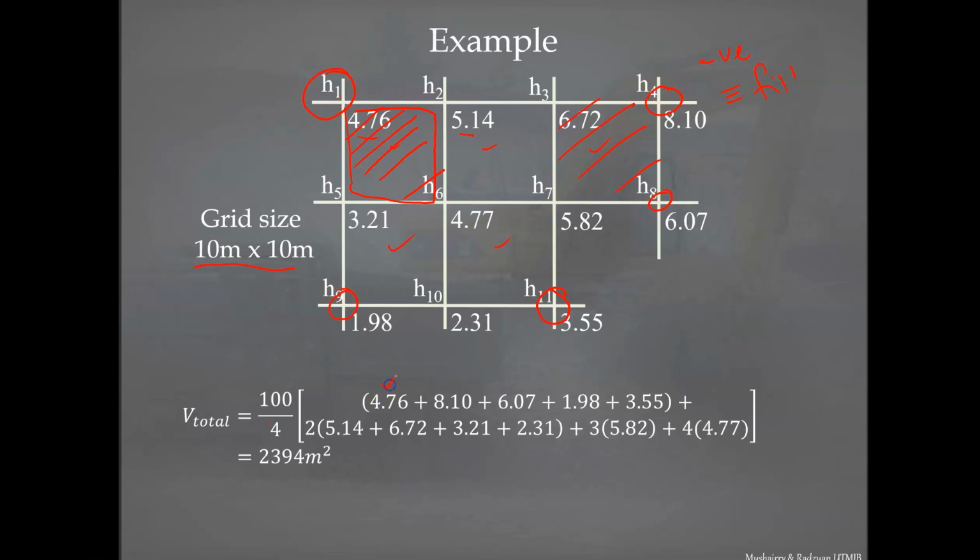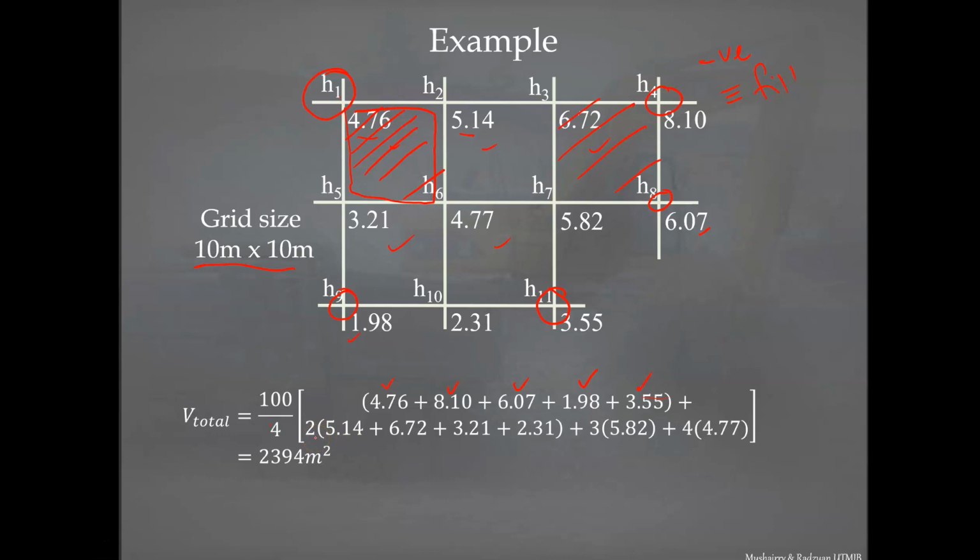So 476, 810, 607 for H8, and 198 for H9, and 3554. So those are the H's that we use once. Next, we're going to look at the ones that we're using twice.